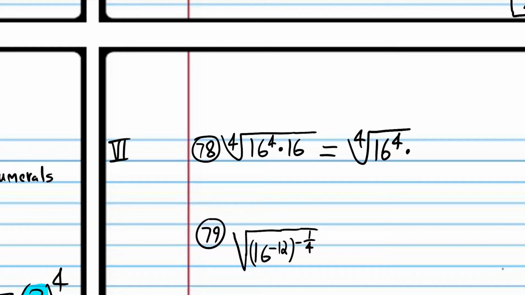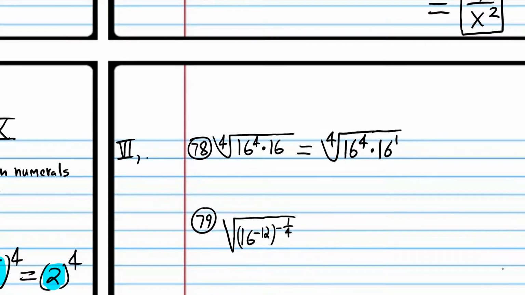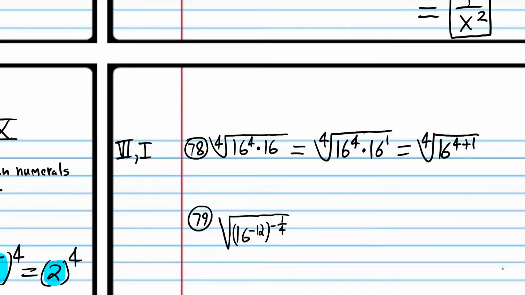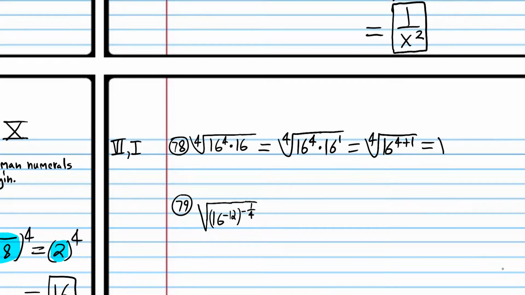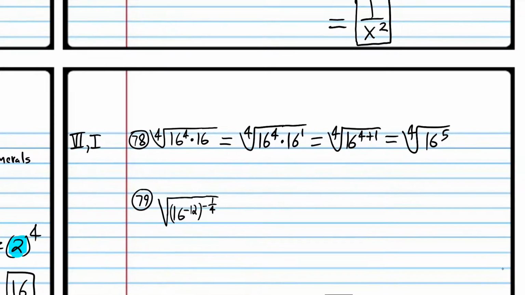We're going to change that 16 to 16 to the 1st power. And then we're going to use rule number 1 because we're multiplying powers. We have 16 to the 4th, 16 to the 4 plus 1 power. And then we have the 4th root of 16 to the 5th power. But the problem is 16 to the 5th power, that's too big. We don't want to do that.